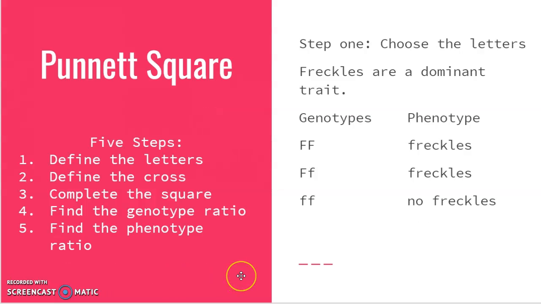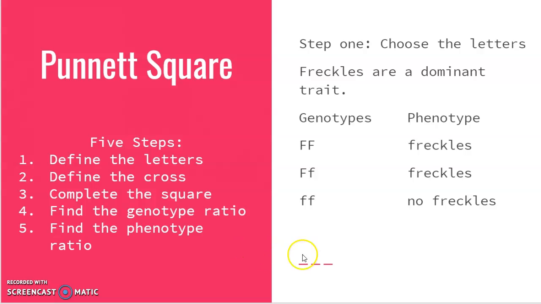Okay, so we are going to look at Punnett squares. And we have some steps in our problems that we're working. First, we would define the letters. Then we would define the cross. In other words, what letters the parents have, then complete the square, find the genotype ratio and the phenotype ratio.